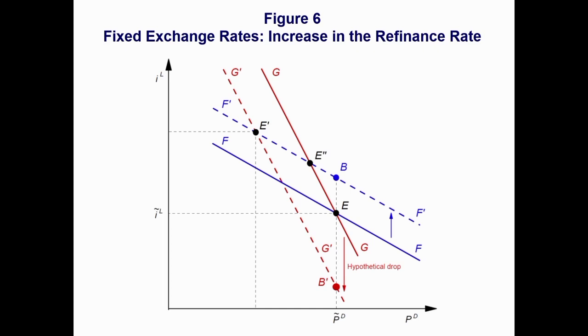So the movement from E to B is the mechanical effect of monetary policy. And the movement from B to E prime is indeed what is called the financial amplification effect. Because collateral values fall, banks are going to charge a higher premium to borrowers, and that premium means that the loan rate is going to continue to increase until there is a new equilibrium at E prime. Okay?